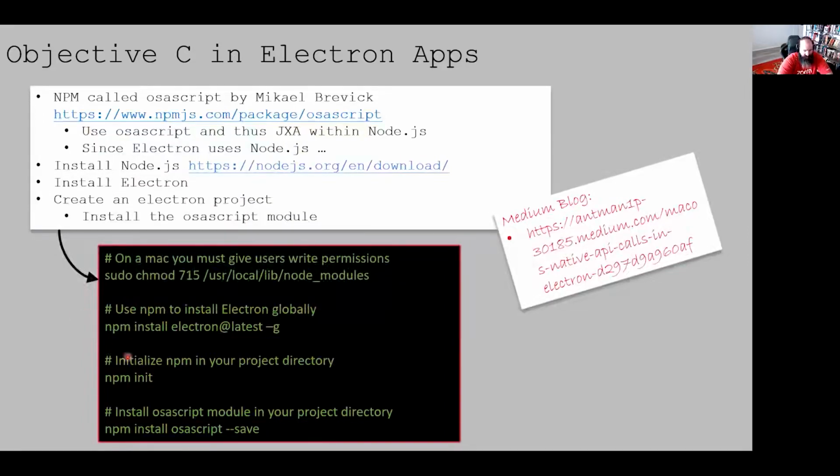And you can see I do that here from npm with the -g tag for global, and I get the latest version here. Then you're going to have to initialize the Electron project using npm init. And then finally, this is where you install the OSAScript module into your project directory, and that's using npm install osascript --save.